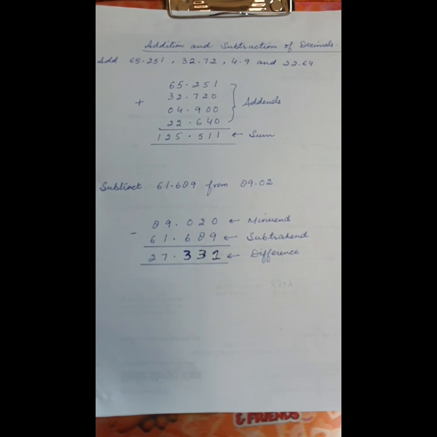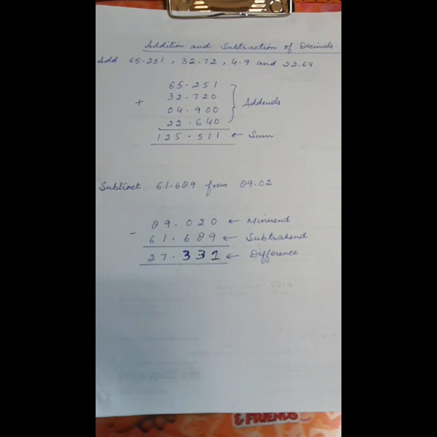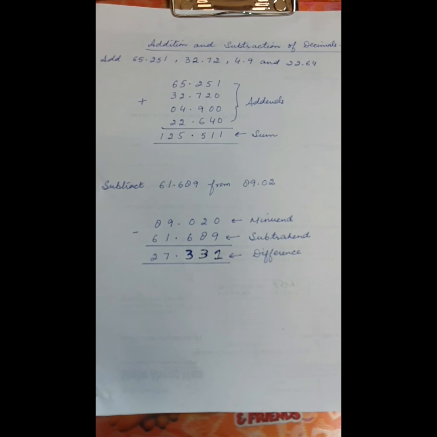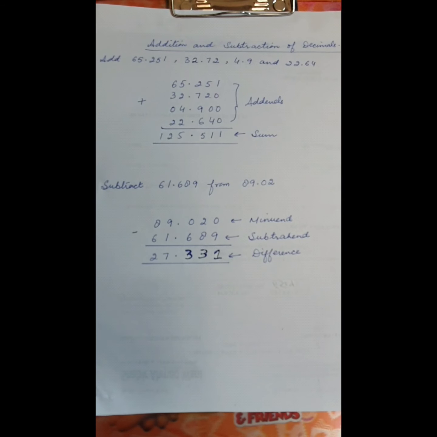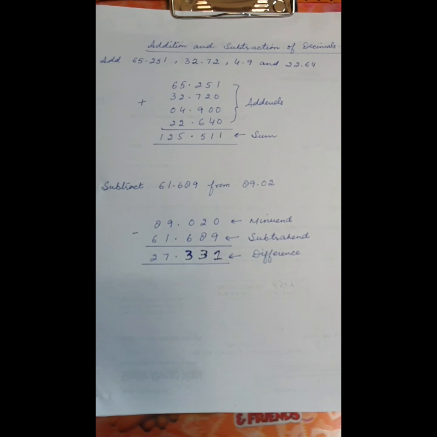Adding and subtraction of decimals. For adding or subtracting the decimal numbers, we arrange the numbers one below the other such that the decimal points in the numbers are in a vertical line. While arranging the digits of the decimal number, they must be put at the proper place. All vacant places should be filled in with zeros.